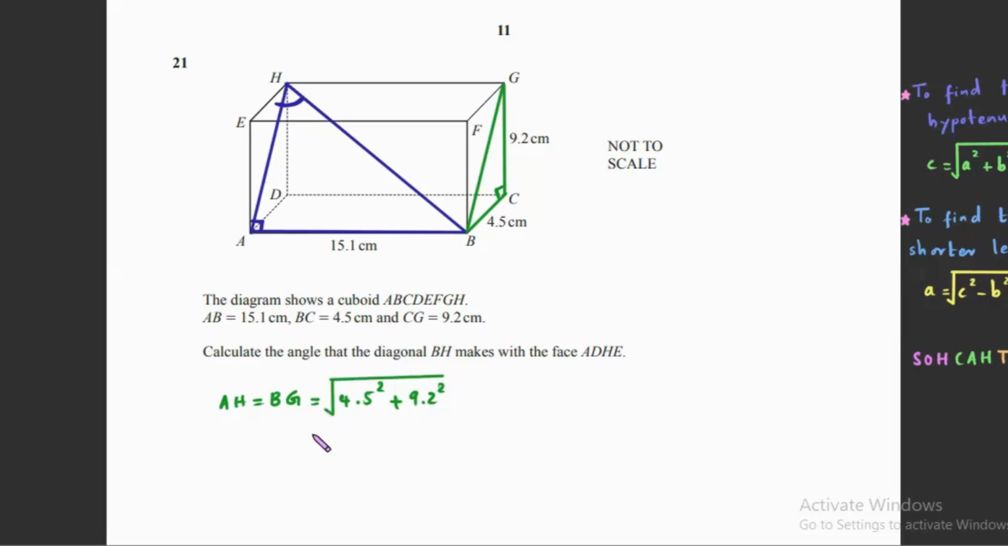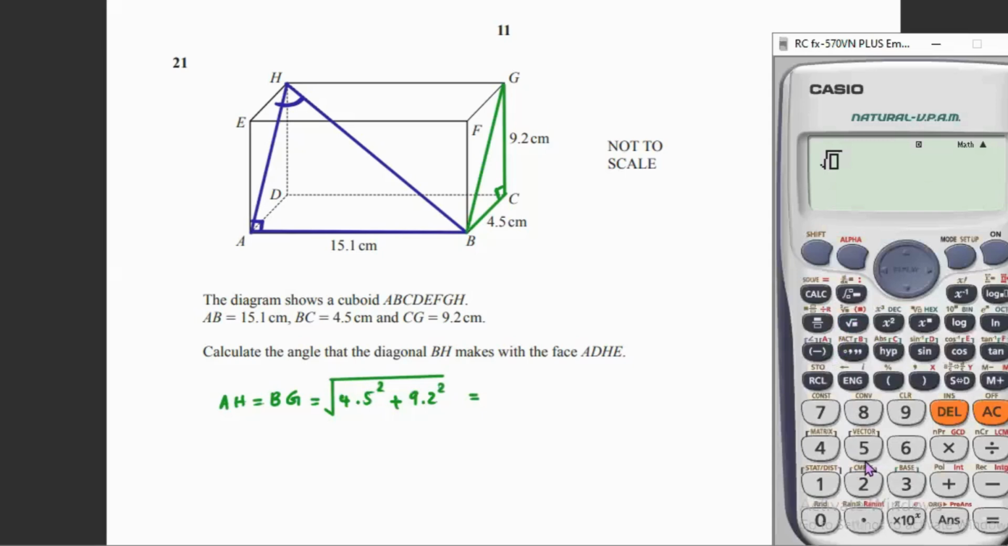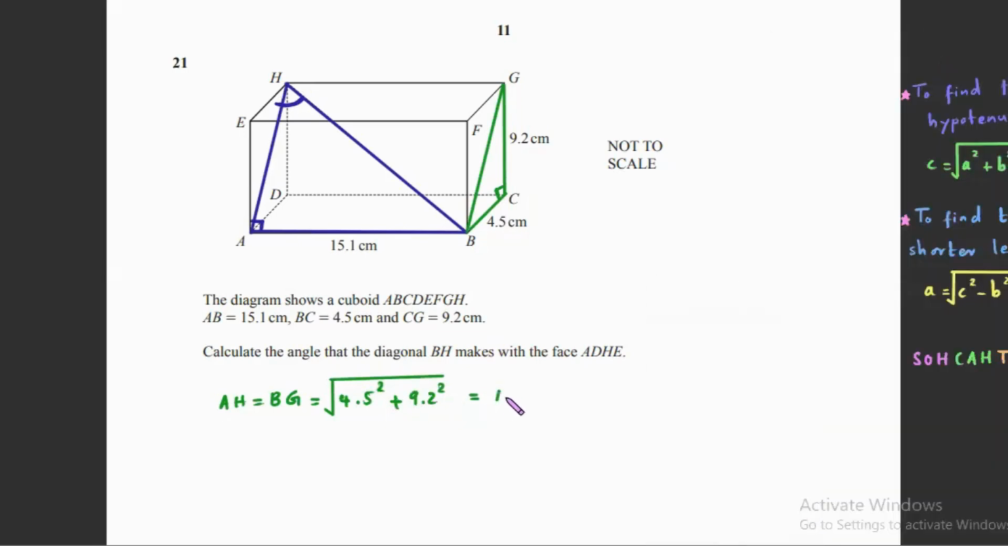So in this case, we can find what AH is. When we put this in the calculator, let's see what we get. The square root of 4.5 squared plus 9.2 squared gives us 10.24, corrected to 2 decimal places. So I will write it as 10.24 centimeters. Now I know what AH is. Using this AH and 15.1, we can calculate the value of this angle.